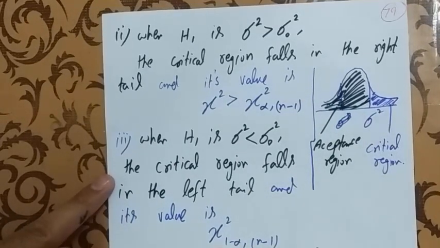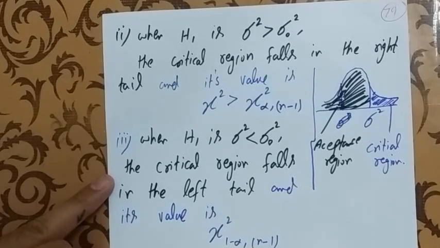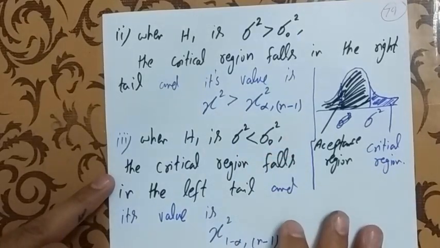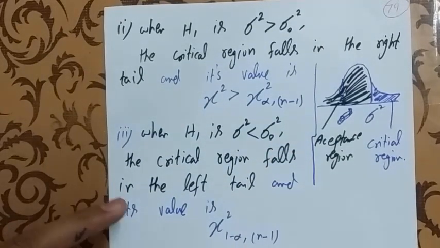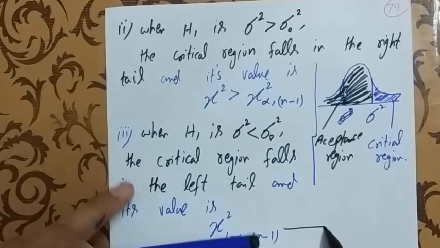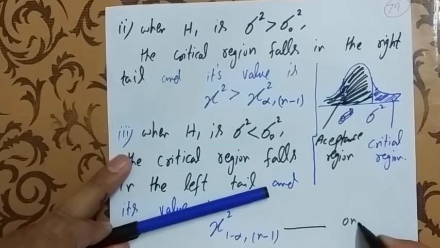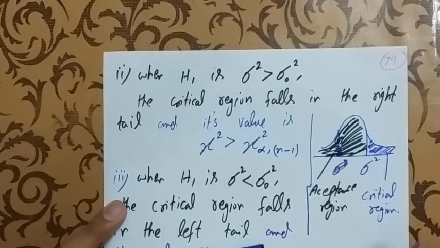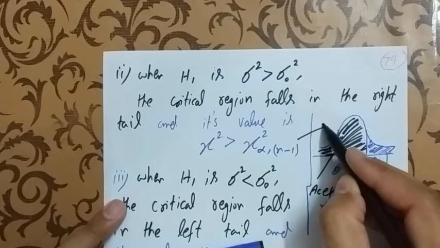Dear students, this is the result for when sigma square is less than sigma naught square, and this is also a one-tail test, and here this is also a one-tail.